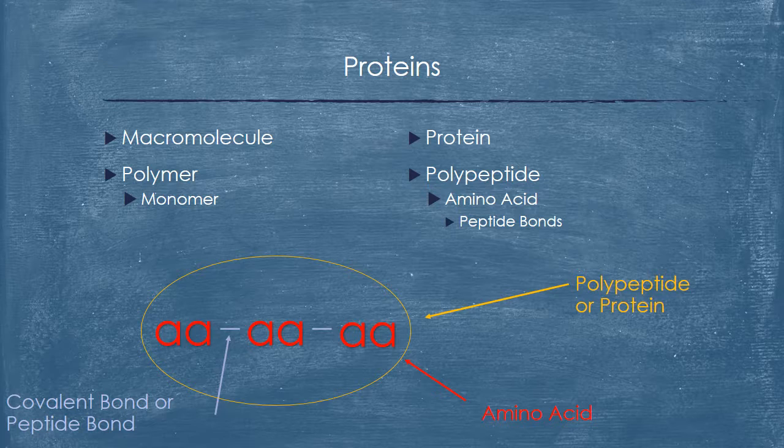And I'll show you what that means in this little illustration. So the AA is an amino acid. Those are the monomers that make up the protein. And you have these little covalent bonds. And those covalent bonds are peptide bonds. And when you have multiple amino acids bonded together by peptide bonds, you form a polypeptide. And a protein is composed of one polypeptide or more. So we can use them interchangeably if we use it correctly.